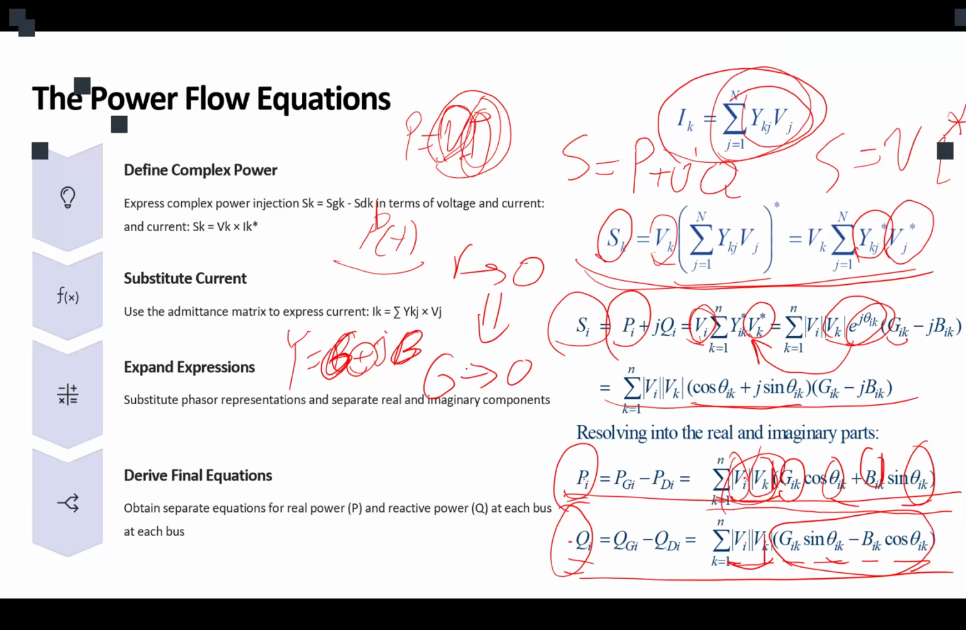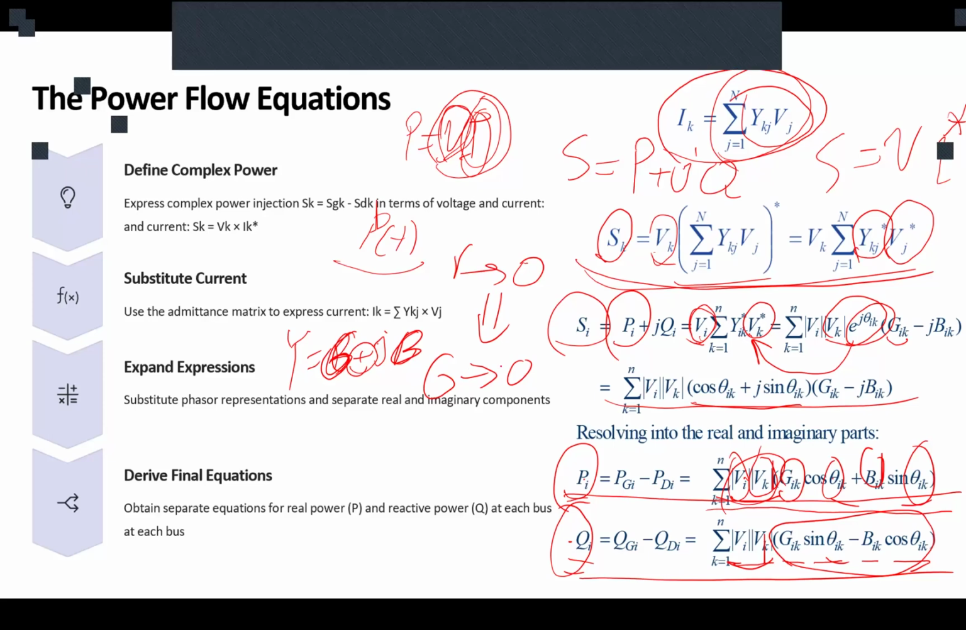You didn't switch G and B also, did you? You just put a minus in? Yeah. Okay. So G goes to 0. If R goes to 0, you can do the calculation.